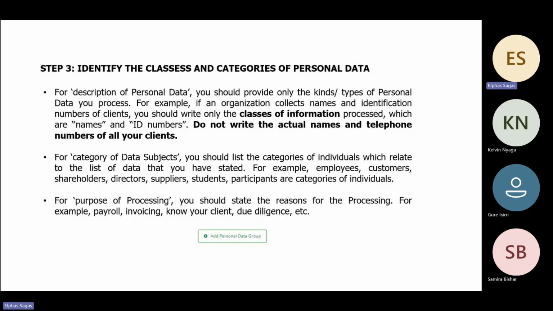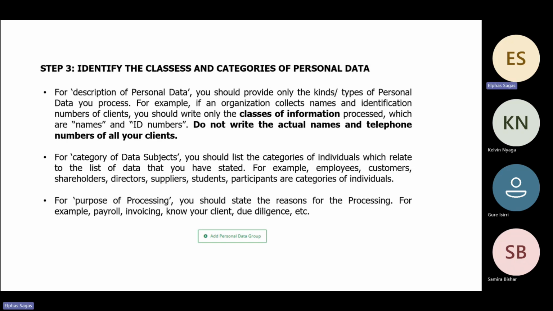When we talk about categories, I'll give an example if it's a school. An example of a category could be employees, because a school has employees and they have to collect information from their employees. Another category that a school can have is students. So that is another category. So examples of categories are employees, customers, shareholders, directors, suppliers, students, and the list goes on. It's upon you as an organization to look into your organization and ask yourself, how many categories do we have?